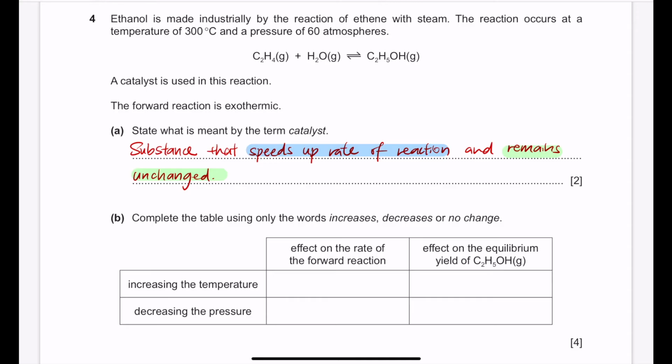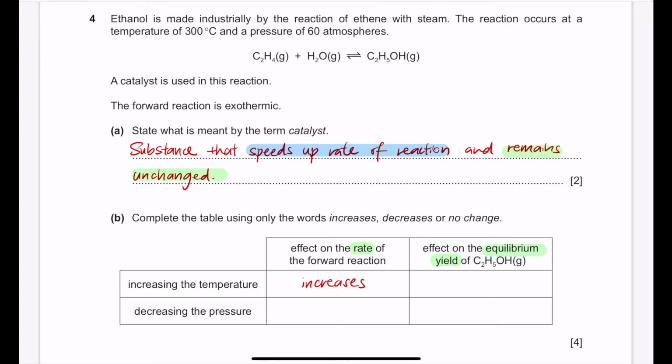Okay, next one, I see. Complete the table, you see, in terms of what? In terms of the rate of reaction and also the position of equilibrium yield of the products. First, look at the rate of reaction. What will happen when the temperature increases? We know that when temperature increases, it will always speed up the rate of reaction. So rate of reaction increases.